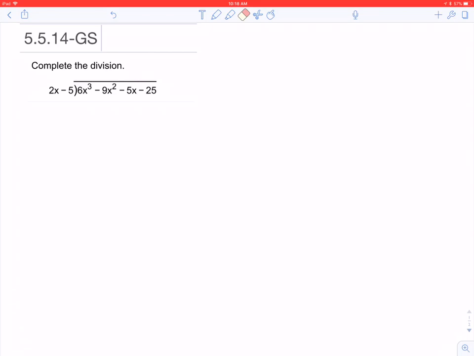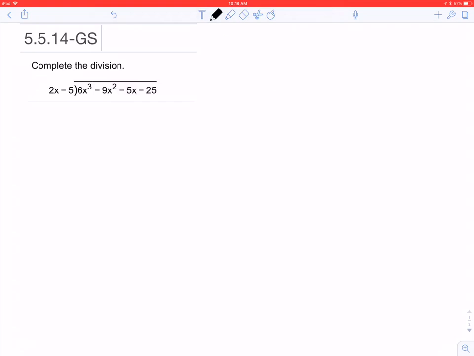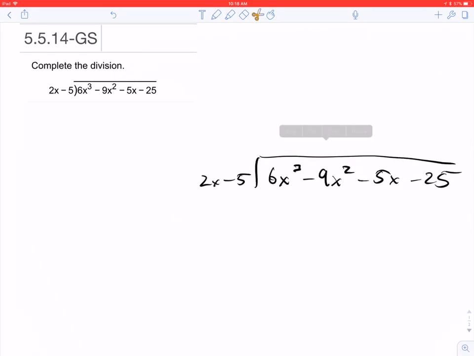If we missed an exponent, then we would have to do a placeholder. We would need a 0, but it should be good the way it is. I'm going to rewrite it just for my own use. So I have 2x minus 5 into 6x cubed minus 9x squared minus 5x minus 25, right? Just going to move this all over to the right so I can have space.